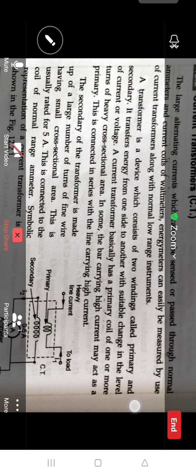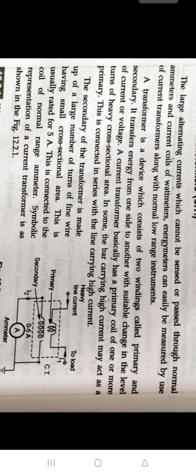A current transformer basically has a primary coil of one or more turns of heavy cross sectional area. This is a very important point. In a current transformer, the primary coil has only one, or maybe two or three turns, with heavy cross sectional area. In some cases the bar carrying high current may act as the primary. The line carrying conductor can also be used as the primary in our current transformer.